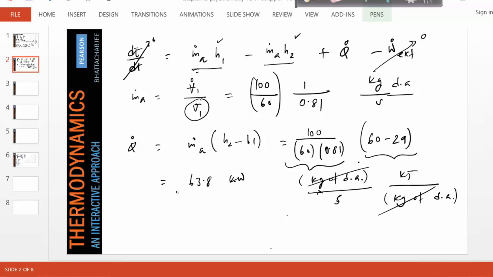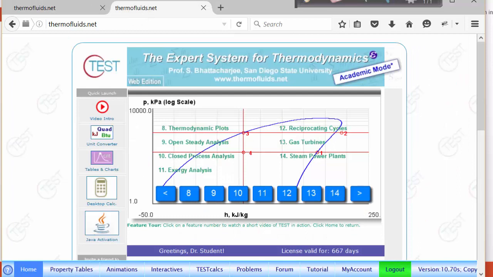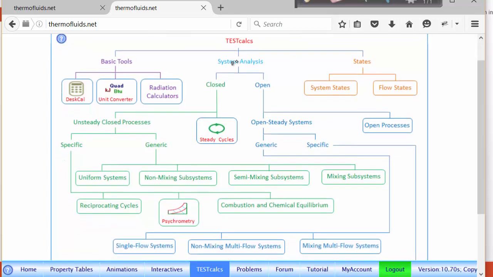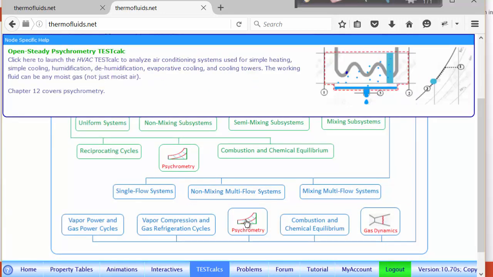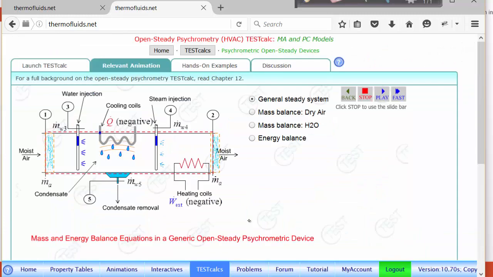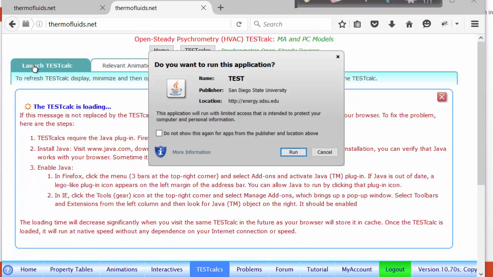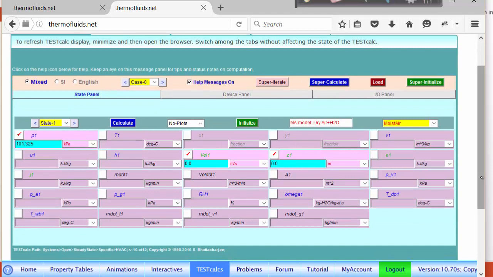Well, to verify that answer using TESTcalcs, let's go launch the TESTcalcs. We go to the TESTcalcs, and to select the appropriate TESTcalc, we follow system analysis, open, we follow the specific branch all the way to psychrometry. So this is a clear choice. If you hover with the mouse over, it says what kind of problem this TESTcalc is able to help us solve. We go to the TESTcalc page to launch the TESTcalc, and again the familiar interface. We have seen that in another problem already.